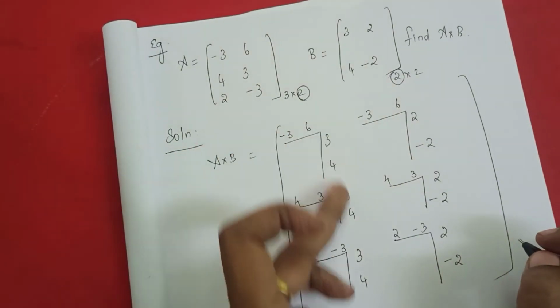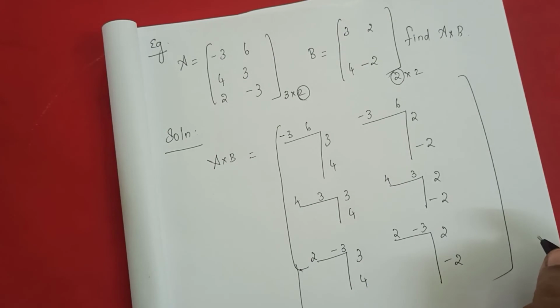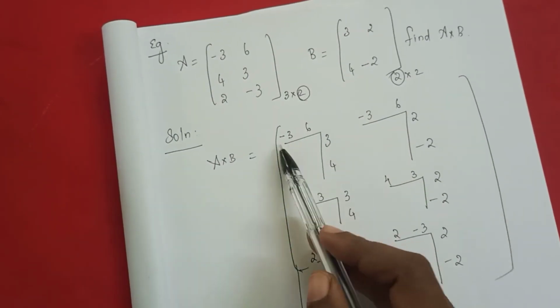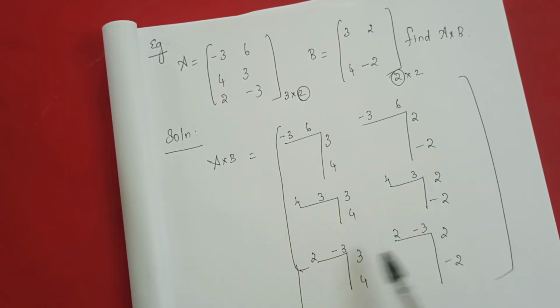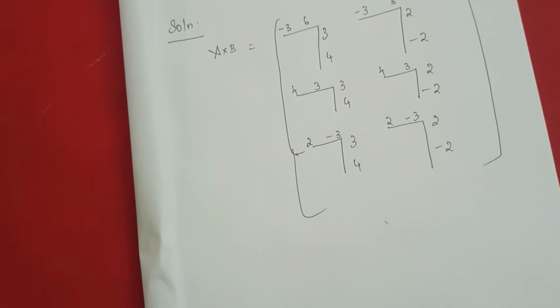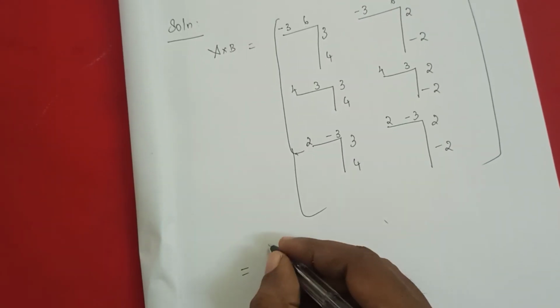You can check it here. All the elements will be same. All the row elements, this one same as this one. This one same as this one. This one same as this one. Okay. When you do 2 or 3 problems, it will be very easy.